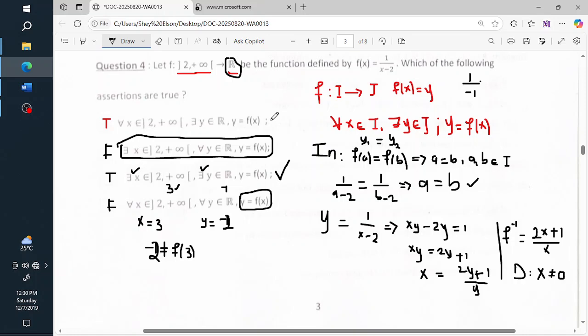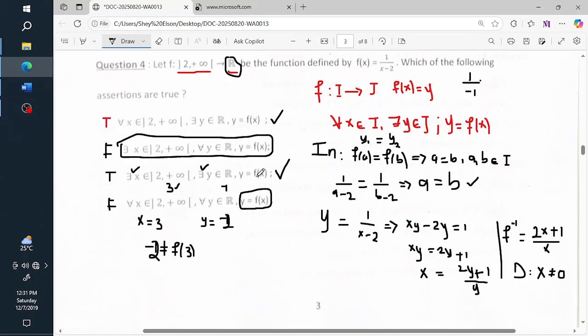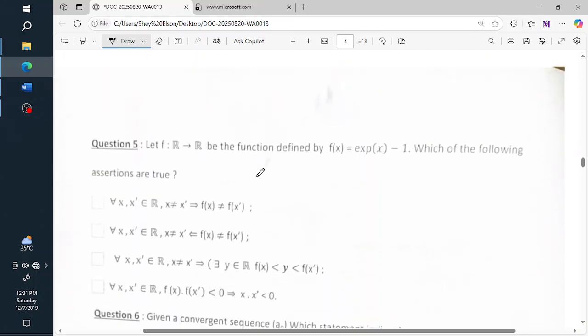But the first statement is correct because for every x that belongs to the domain, there will exist a y. So any x you take in the domain, there must exist a particular value in the codomain that will make f of x equal to y. That's just the definition of a function. So for question 4, that is it that we have justified. In the next video, we are going to move to question 5.